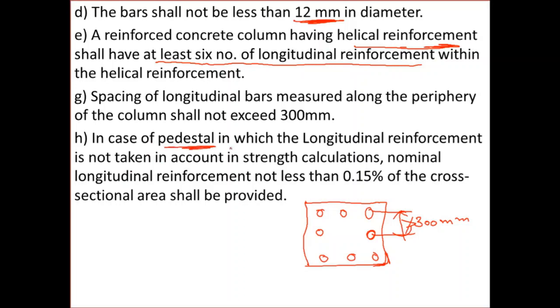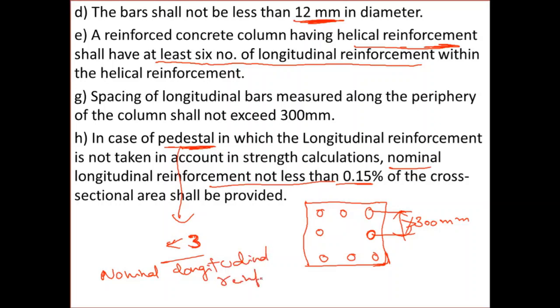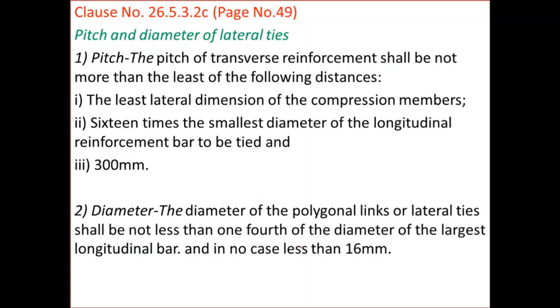Then in case of the pedestal, I already told you what a pedestal is. Pedestal means the slenderness ratio should be less than 3. Now, in case of the pedestal, whatever the nominal longitudinal reinforcement we provide, that should not be less than how much? 0.15% of the cross-sectional area. Okay, these are the provisions related to compression members.